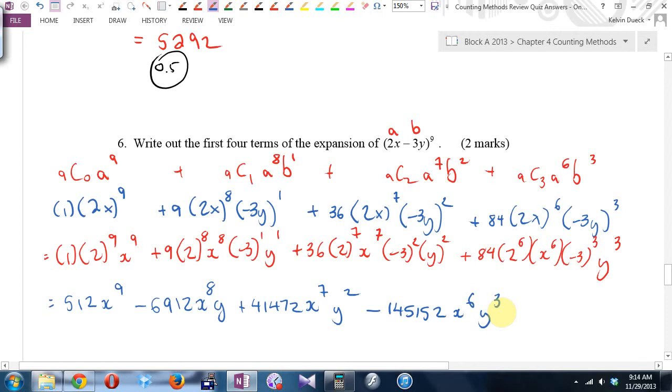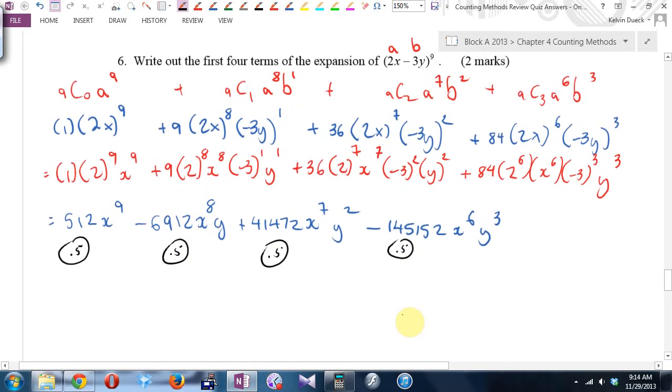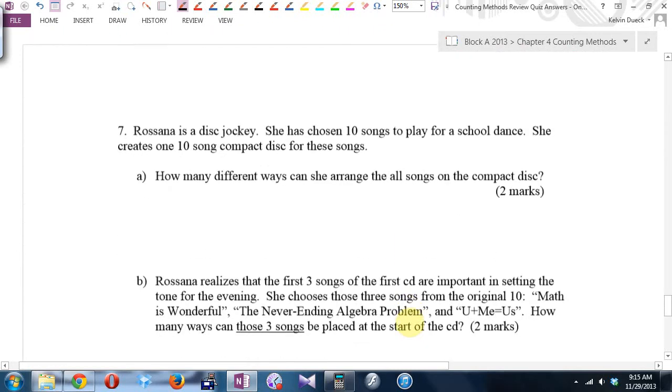How many terms are there? 4. How many marks ought to make this worth? How about a half mark for each term? So I would say give yourself a half mark, half mark, half mark, half mark. Turn the page.